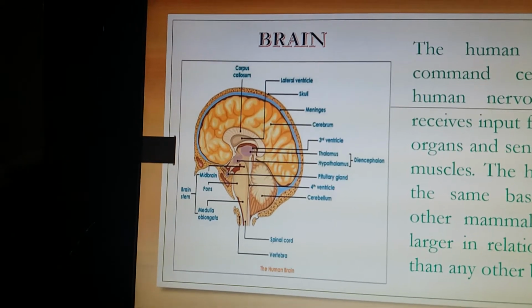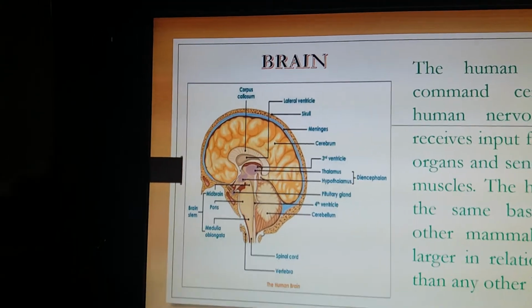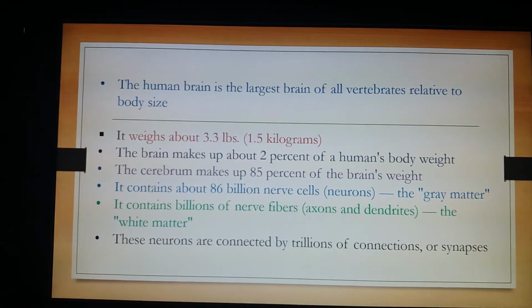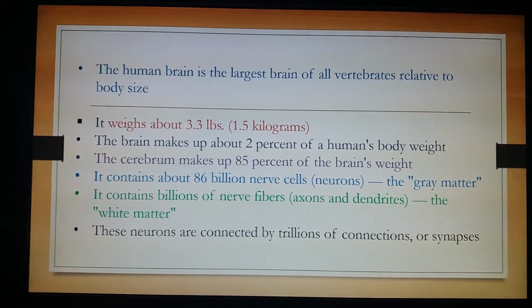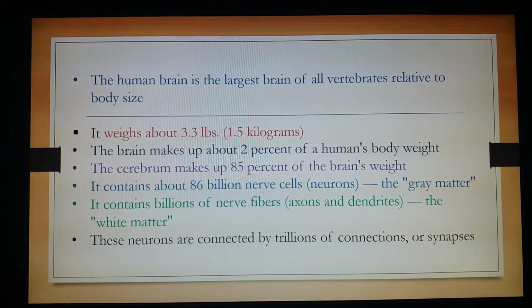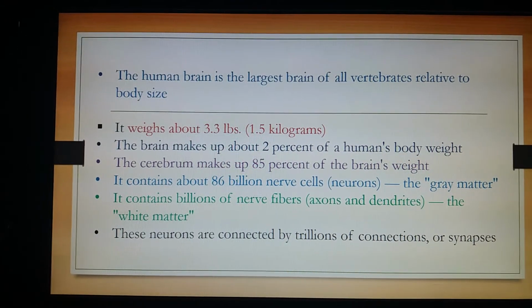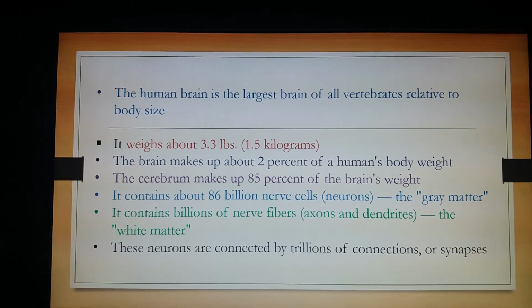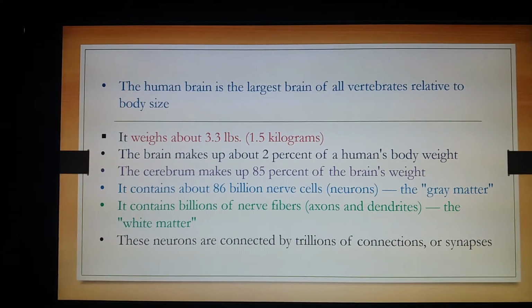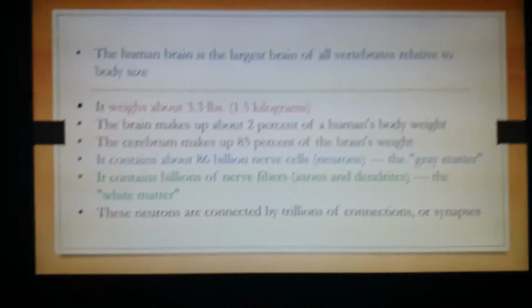As you can see, this is the structure of the brain. The human brain is the largest brain of all vertebrates relative to body size. It weighs about 3.3 pounds, and the brain makes up about 2% of the human body weight.